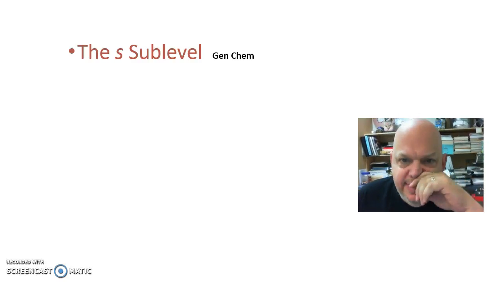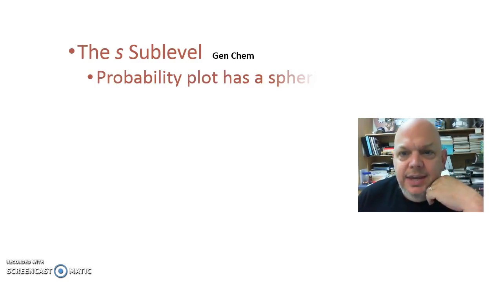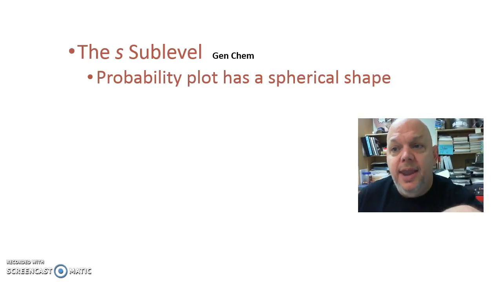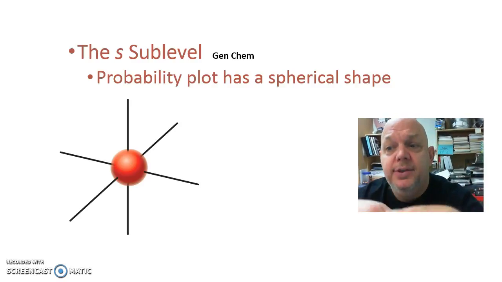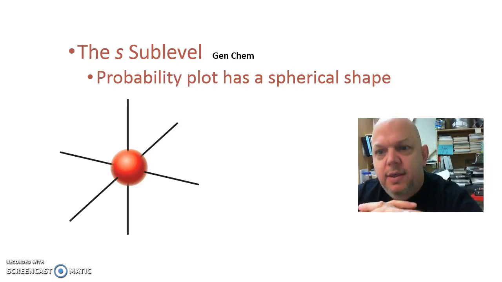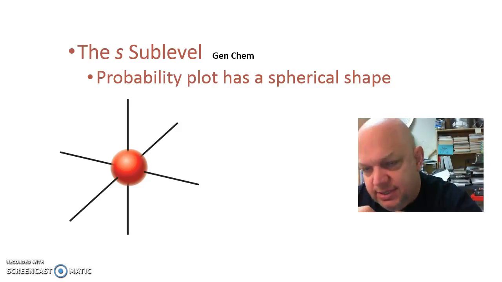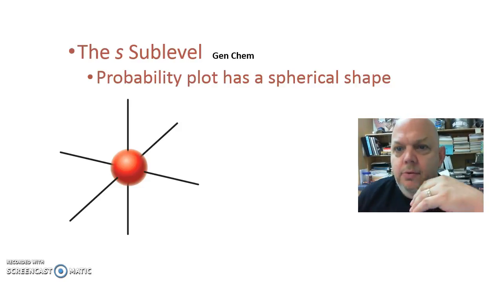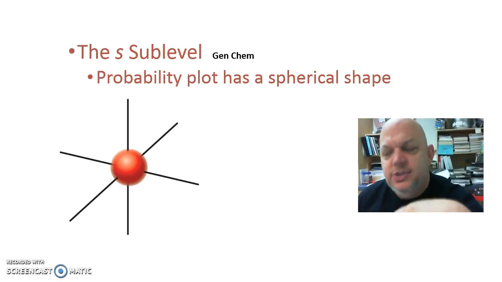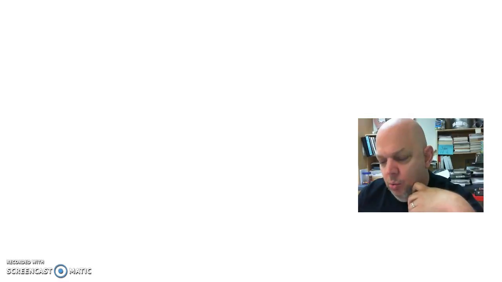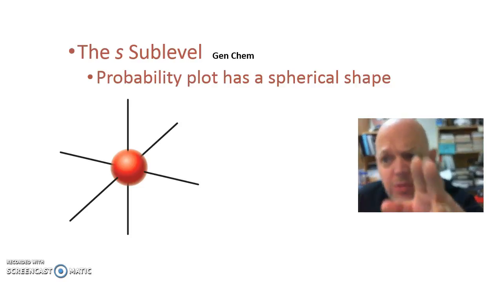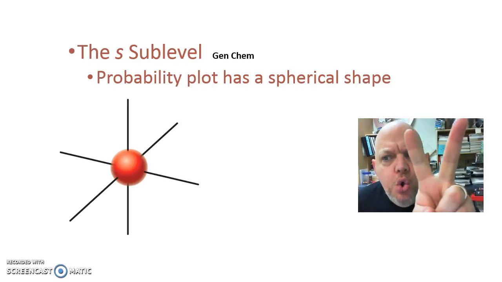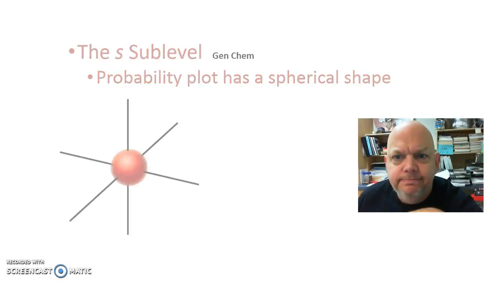All right, let's talk about the s sublevel. Gen chem? Yeah, you need to know this. Now, the probability plot has a spherical shape, like this. So level 1 sublevel s has a spherical shape. Now, is there a level 2 sublevel s? Yes. Level 3 sublevel s? Yes. Level 4 sublevel s? Yes. But let's just look at the s sublevel. It's a nice, cute little sphere, isn't it? Now, what's the maximum number of electrons that can fit in there? Well, according to the Pauli exclusion principle, 2. Two is the maximum you can fit.